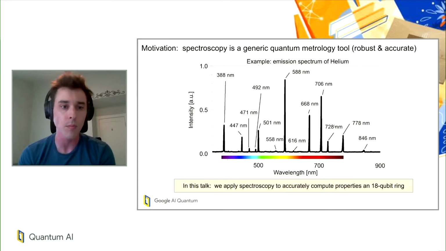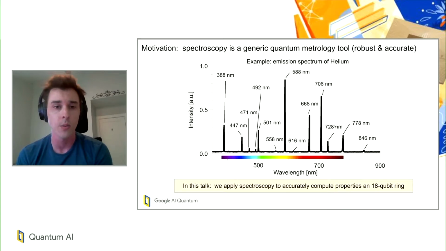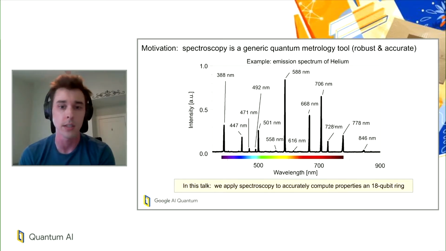So in that sense, spectroscopy is robust in the sense that it doesn't care about all these experimental imperfections in the amplitudes. And it's accurate in the sense that you can get extremely narrow peaks, which gives you very accurate information about the frequency of the transitions in the atomic system.